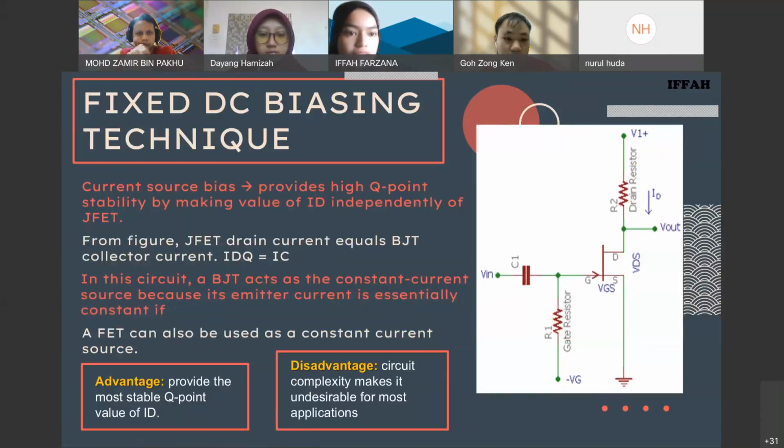Okay, lastly, for the fixed DC biasing technique, the current source bias is used to increase bias junction field effect transistor through making ID independence on the VGS. It can be formed by connecting constant current source in series with the source of junction field effect transistor. It is shown in the below figure.